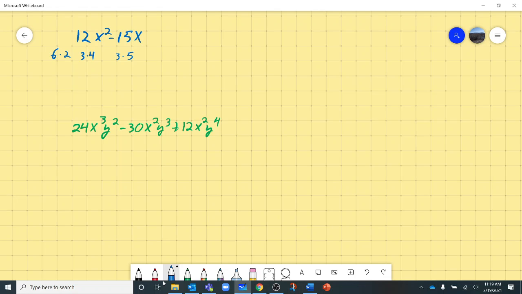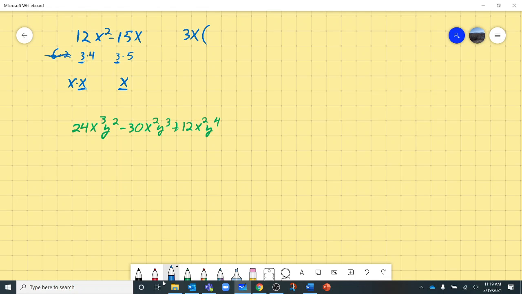So 6 times 2, that's not going to work, but 3 times 4 and 3 times 5, so we have a 3 that we can pull out. So we're going to use our 3. And then x squared and x, well, they both have an x in common, so we're going to pull one of those out as well. So 3x. And we could break that down, right? x times x and x, they both have the x in common. Anyway, so 3x goes on the outside.